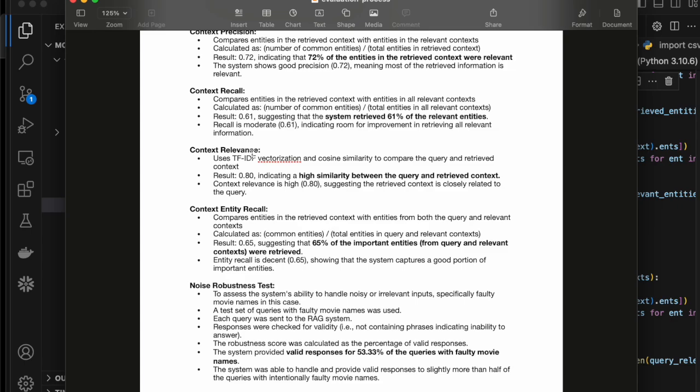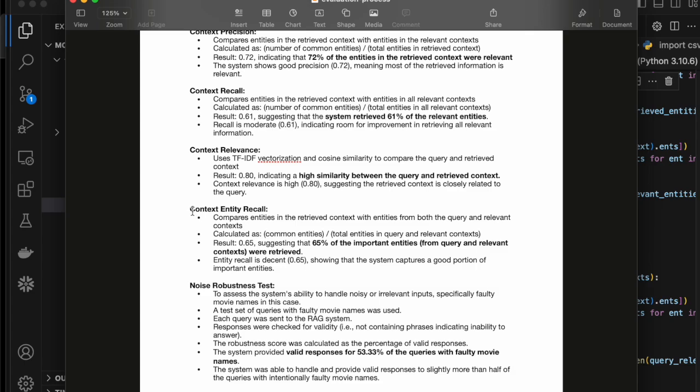Context relevance is something where we use cosine similarity and TF-IDF vectorization to compare the query and the retrieved context, to see how relevant they are based on similarity. That's also a good metric, and it scored very high, because we are already using a similarity method to retrieve the best possible results, which would obviously match the query. So that could be the reason that we are getting very good relevance here.